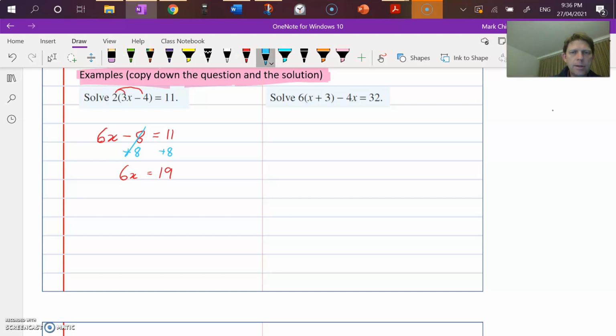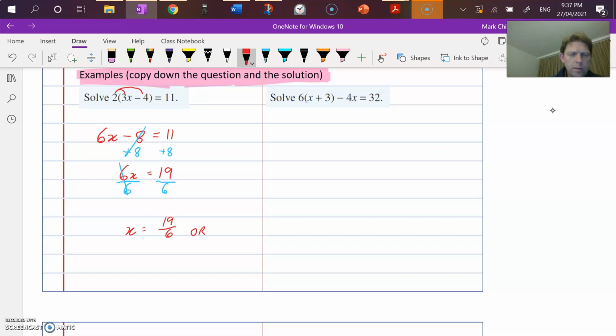And then next up, I've got 6 times x. The opposite of multiplying is dividing, so I'll divide 6x by 6. That'll get rid of that. But of course, once again, whatever I do to one side, I have to do to the other. So I end up with x equals 19 over 6. Now, depending on the question, sometimes you might be asked to express that as a mixed numeral.